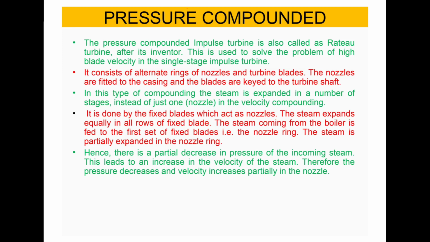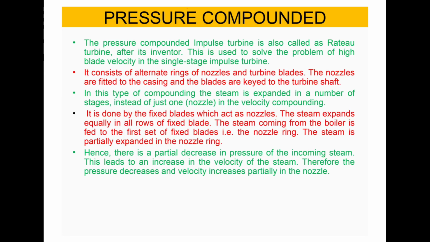In this type of compounding, the steam is expanded in a number of stages. Instead of just one nozzle as in velocity compounding, it is done by the fixed blades which act as nozzles. The steam expands equally in all rows of fixed blades.